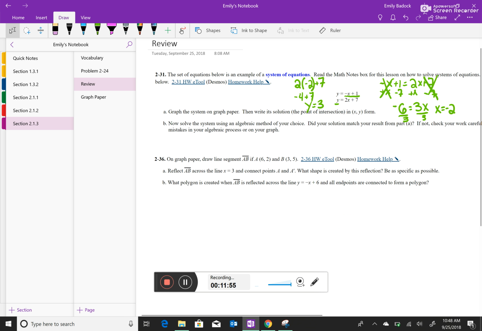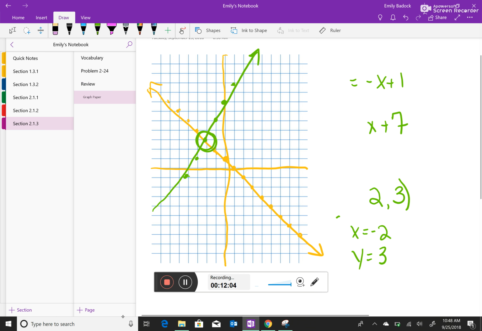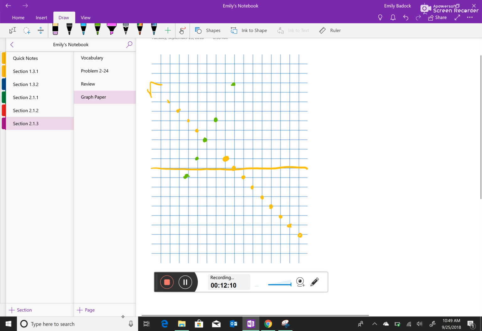Alrighty. On graph paper, draw a line segment AB where A is at (6,2) and B is at (3,5). So I'm going to go back over to my graph paper. I'm going to erase all this. Make a new coordinate grid. And then plot those points. So I had (6,2) and (3,5).